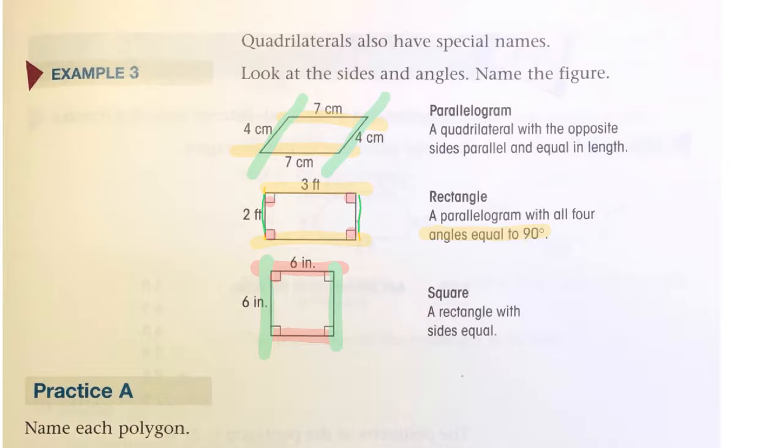All of the angles, I need a different color. All of the angles are 90-degree angles. So they're parallelograms, they're rectangles, and because all the sides are equal, that's what makes a square.